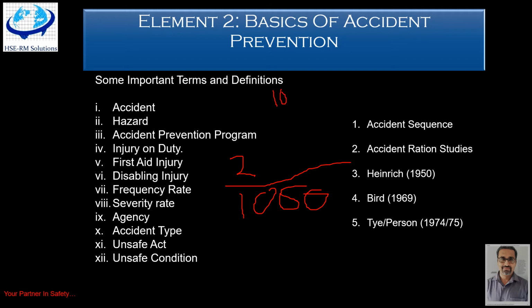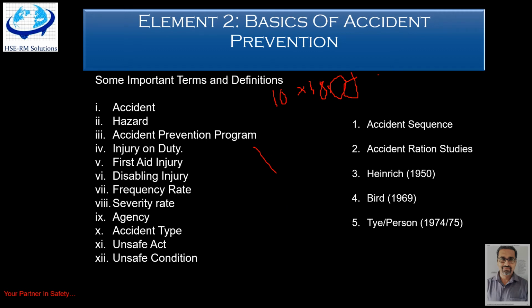So 10 people were working for, multiply by my 1,000 working hours. So 1,000 working hours, 10 people have worked. So 10 into 1,000 is the value, and henceforth you just divide it by the total working. So 10 into 1,000 gives you the total working hours. So if a person is working for so many hours, then only you can define it.